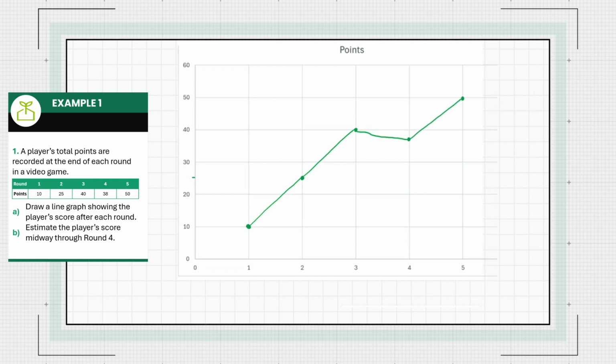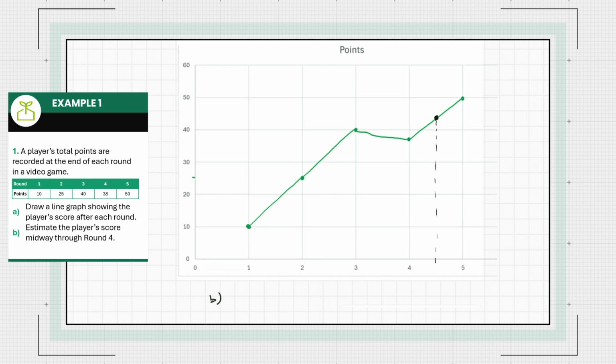Okay, and there's our line graph. Now we can use this information to estimate values between each point. So it's asking us for part B, we want to estimate the player's score midway through round 4. So if we go to round 4, halfway through round 4 would be about here, and if we draw a really rough line up to it, we can see we're probably intersecting at about here.